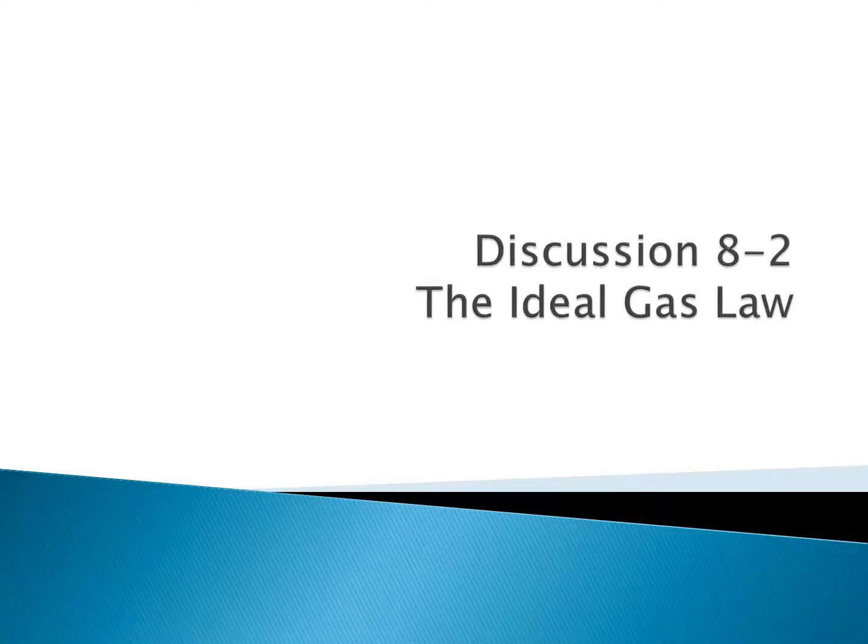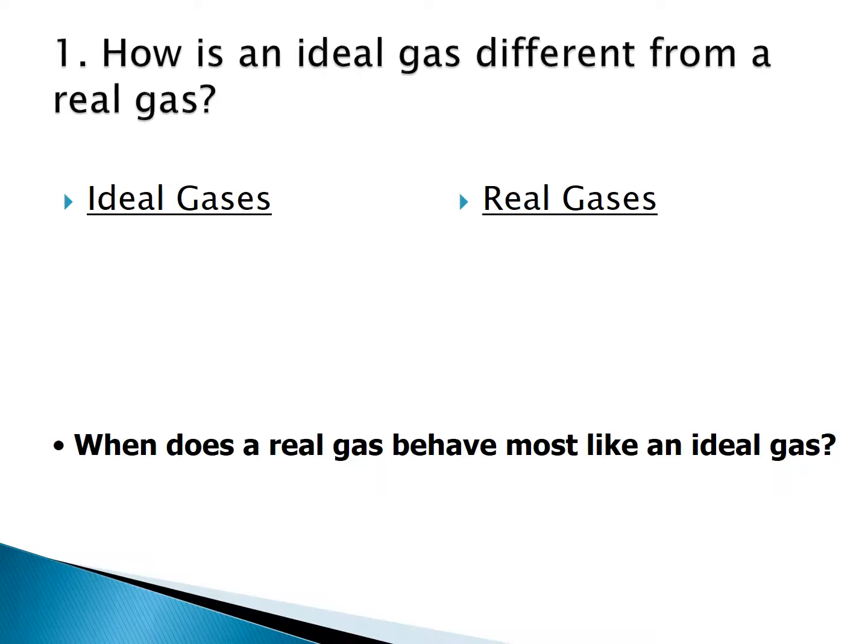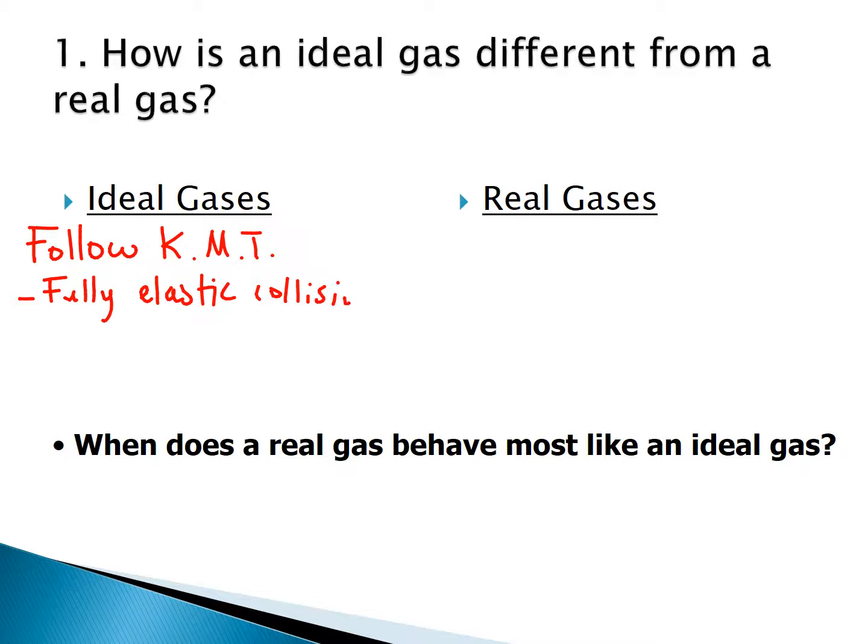All right, this is discussion A2, ideal gas law. Okay, so before we can talk about the ideal gas law, we have to talk about what an ideal gas is. An ideal gas is a gas that will follow the kinetic molecular theory perfectly. What that means is that these gas particles will have fully elastic collisions, and it means there will be no intermolecular forces of attraction between the gas particles.